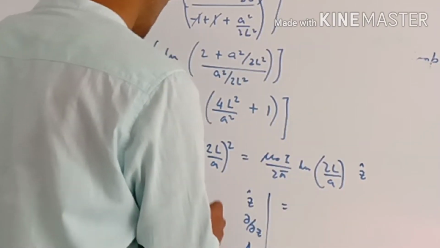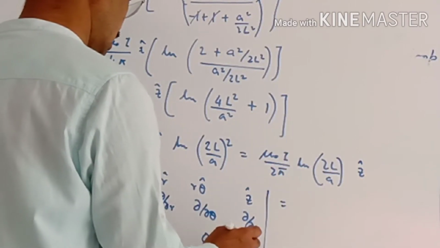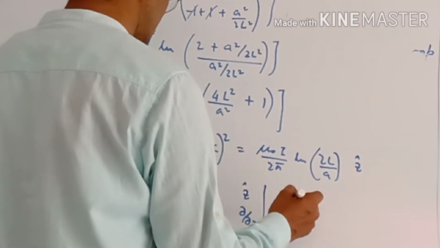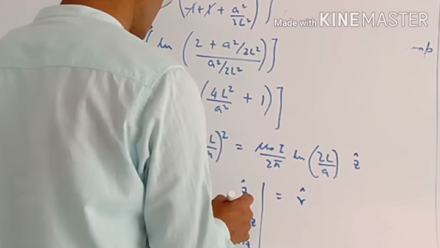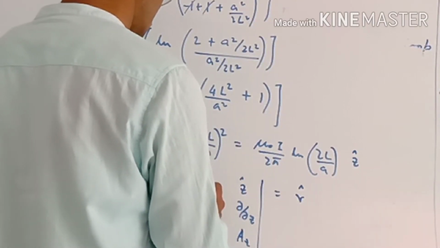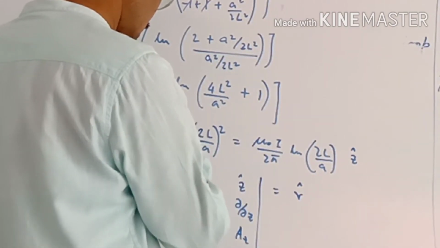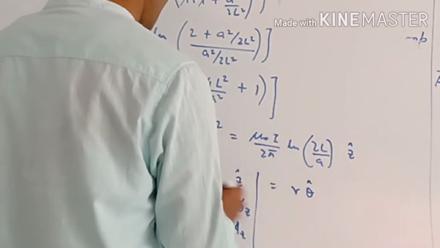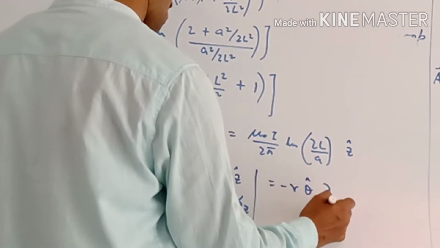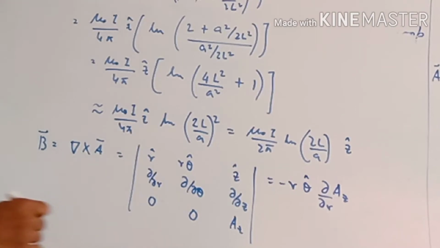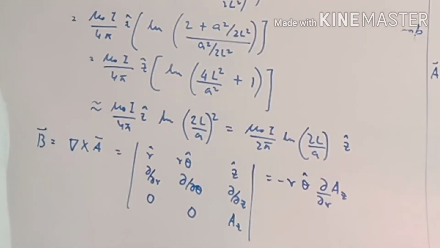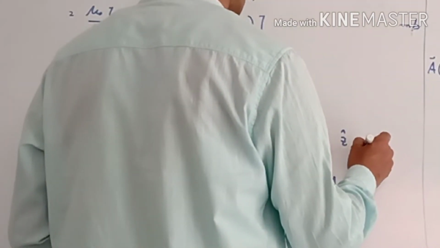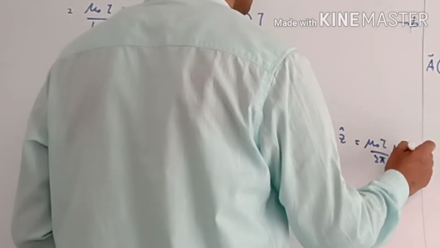The expression is given by z cap would be 0, and here this is not a function of theta, there is no theta, so what is left is basically r cap del del theta of Az, and theta cap, r theta cap, and del del r of Az. This should be the case because the vector potential is only a function of the distance, and if we want to write Az in terms of r, then this should be written as mu naught I by twice pi ln of twice l by r.